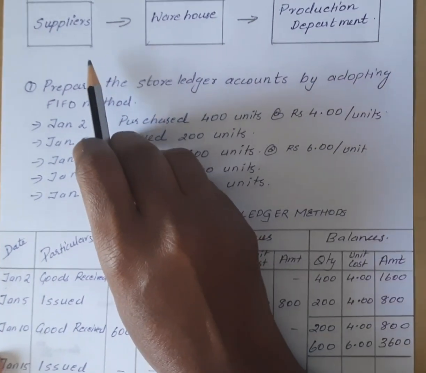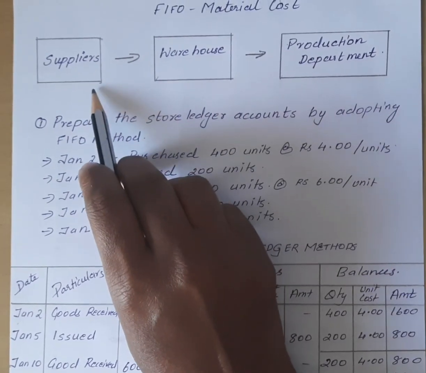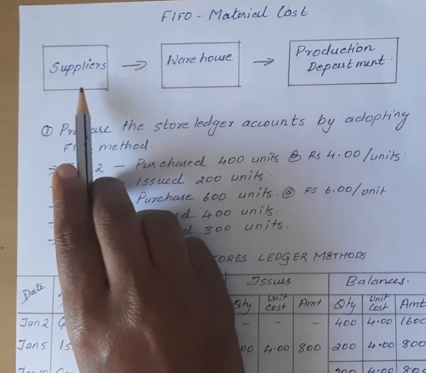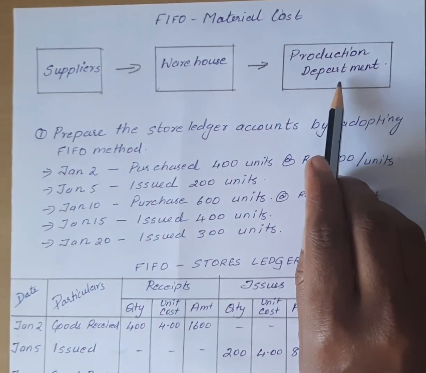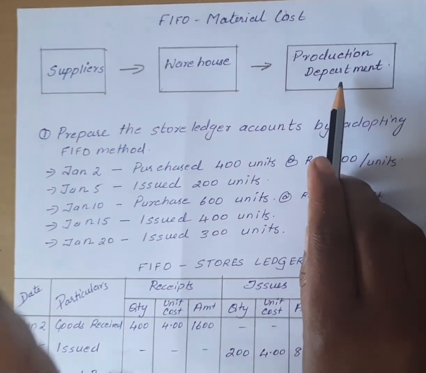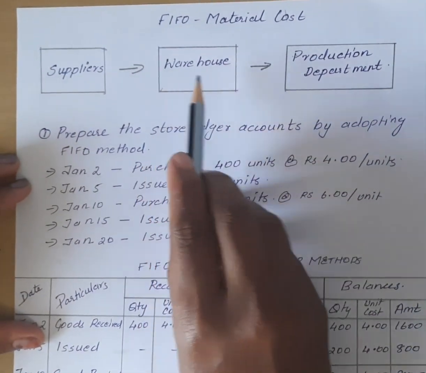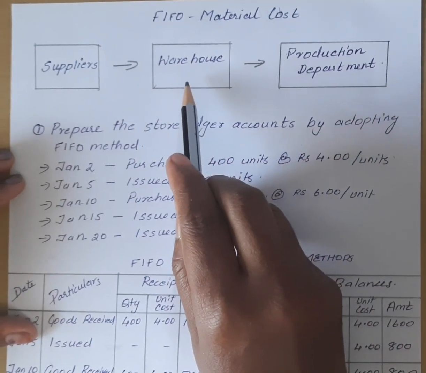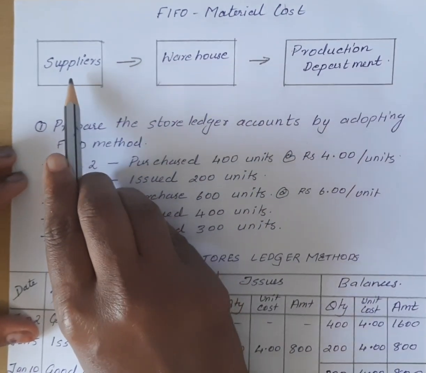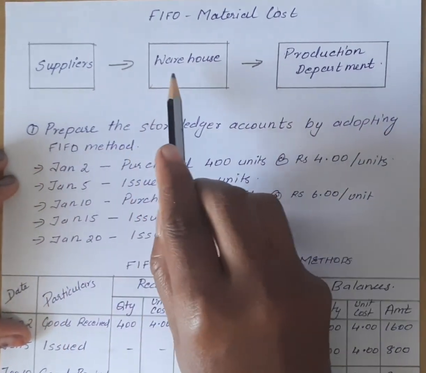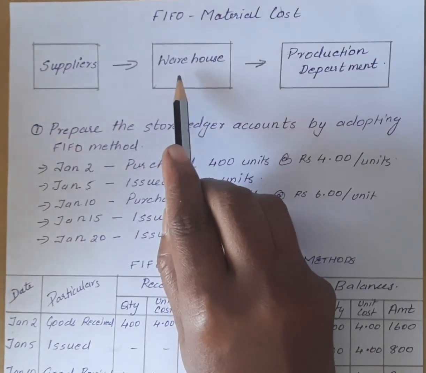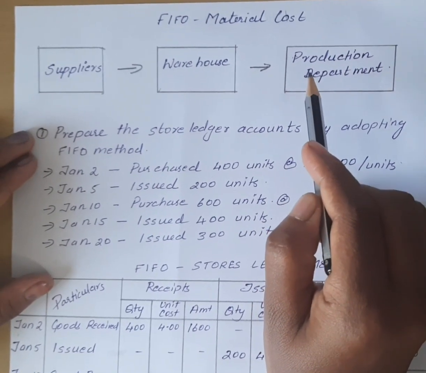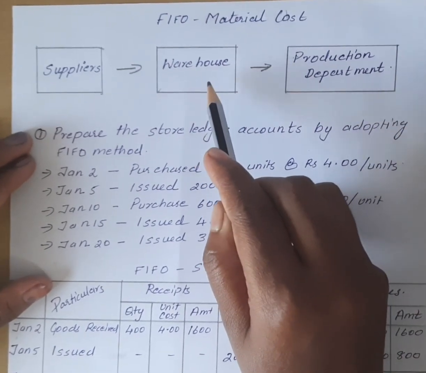I'll make you all understand by giving you this example. So there are three parties. One is suppliers, the warehouse, and the production department. For example, this is a factory, and the factory needs raw materials for production purposes. So the storekeeper will be purchasing the materials from the supplier at different dates at different rates. Finally, when the production department is in need of the raw materials, they'll ask the warehouse to supply the necessary materials.